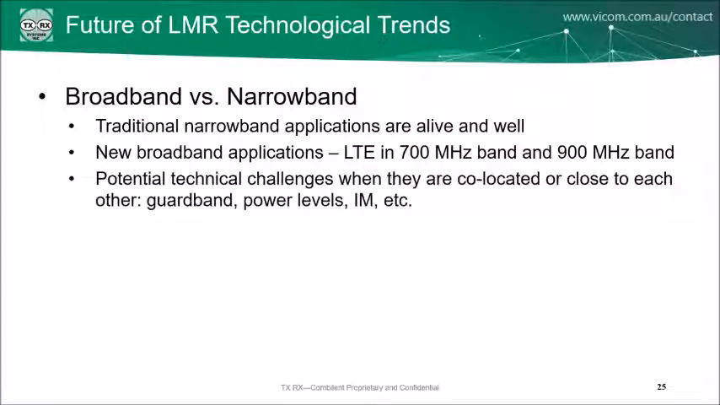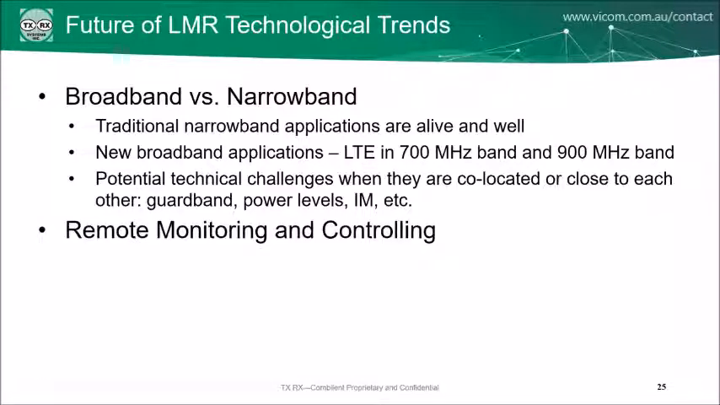And this means that we've got some potential challenges, because when broadband is right next to narrowband, you can swamp out the narrowband if you're not careful. We need guards, we need to control our power levels, we need to control our intermodulation. This is all done by way of filtering, some active controlling as well. Make sure that nothing really steps on anything. And this is where our applications engineers can help you, by making sure that none of your frequencies step on any of the other frequencies in the area.